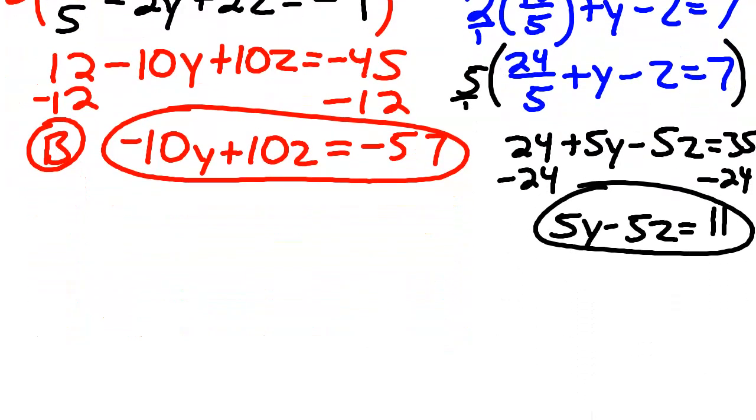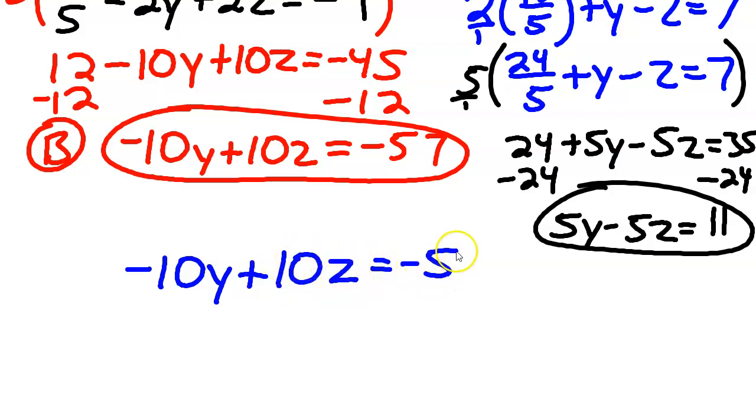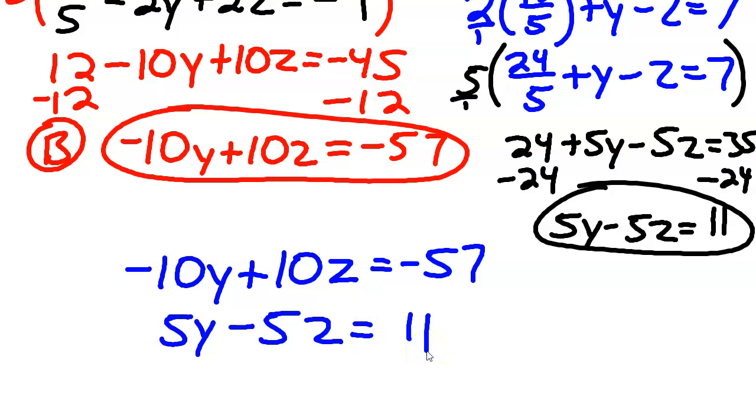Right, so here's what's going to happen. I think we're going to have something interesting happen here. So let's put these two equations together. We have negative 10y plus 10z equals negative 57. Here we have positive 5y minus 5z equals 11. I'm going to use the elimination method to solve this little mini system of equations. And I have to choose a variable to eliminate. So I will choose to eliminate z. Let's go for eliminating z again. That's what we tried to do the first time around.